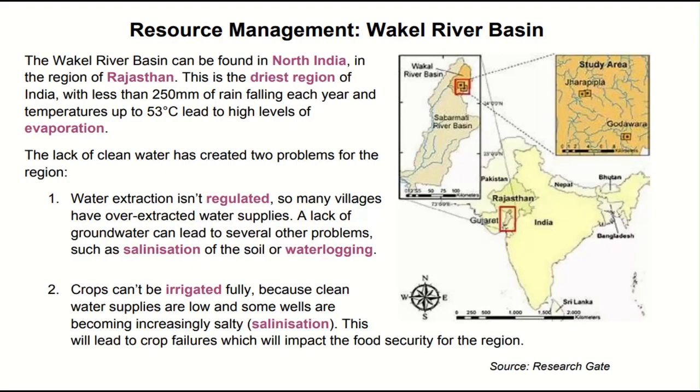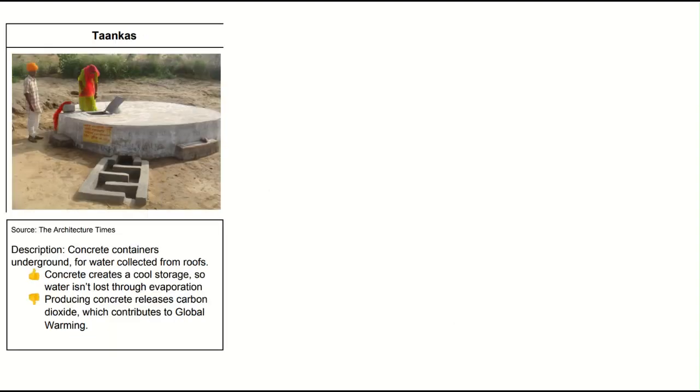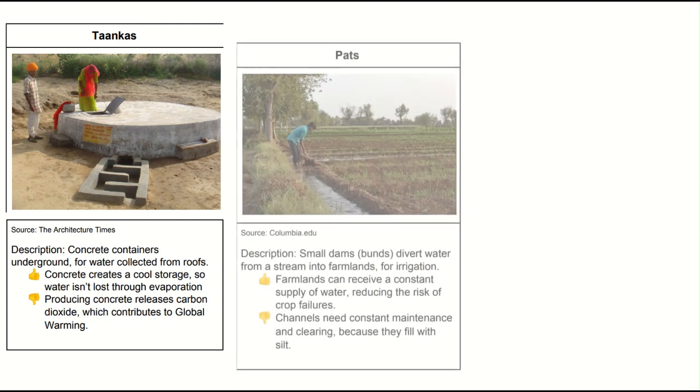So what have they done in the Wakel River Basin? Well, first things first, they've built something called a tankus. Now, a tankus is basically a concrete container that stores water underground, and you can see the people there. They're going to collect the water from the roofs of these concrete domes. What this means is they actually create a cool storage area so water isn't lost through evaporation. It's basically to cool the water down and store water they do have. However, concrete is not particularly good for the environment.